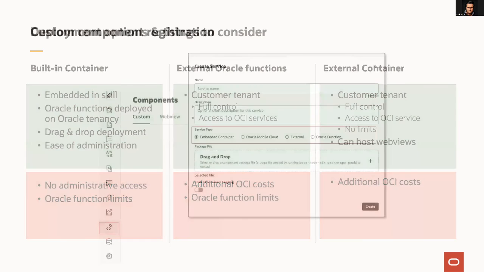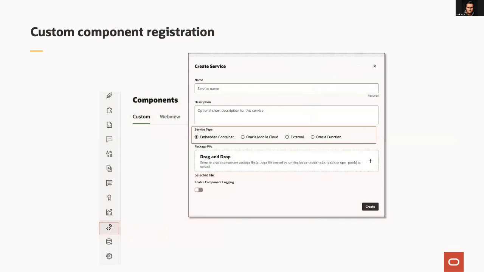And this now gets me to the registration page. What you need to do with the custom component is register it before you can use it. And there we have the options: embedded container, Oracle Mobile Cloud, external, and Oracle Functions. Now, Oracle Mobile Cloud is a separate cloud service, which we didn't cover in detail in this session because mostly we have customers using embedded container, external functions, or external Kubernetes containers in OCI, or Oracle Functions, but Oracle Mobile Cloud is an option as well.